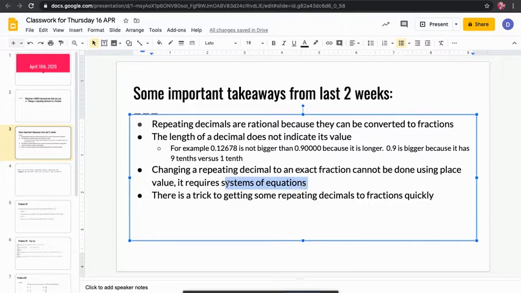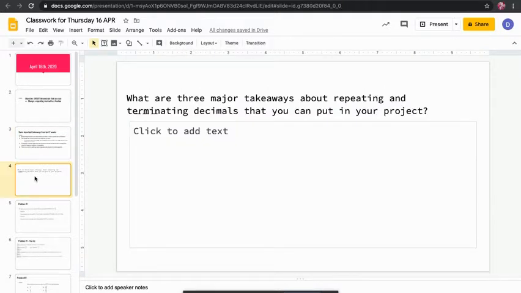And then finally, there is a trick, as we saw last Thursday, to getting some of the repeating decimals to fractions quickly, and we'll see that a little bit today. We're going to do 3 problems, and I'm going to have you try 3 and see what you can do. So think about what are 3 major takeaways about repeating and terminating decimals that you can put into your project.